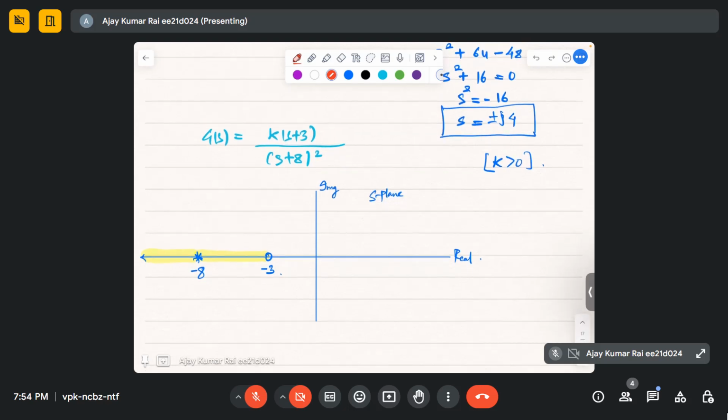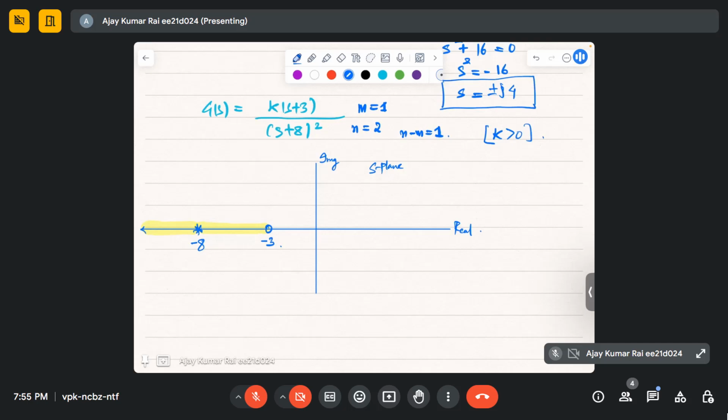And m here is equal to 1 and n is equal to 2, right? And n minus m is equal to 1, which is also equal to the number of root loci going to infinity. So what I can see is one root locus going like this and one root locus going like this.